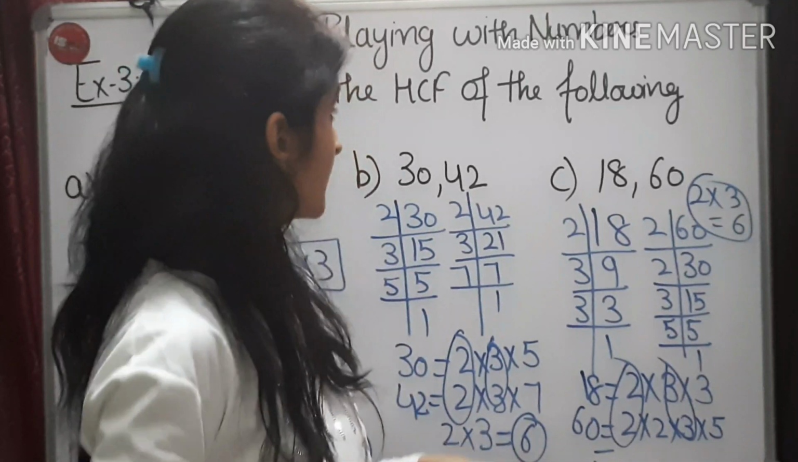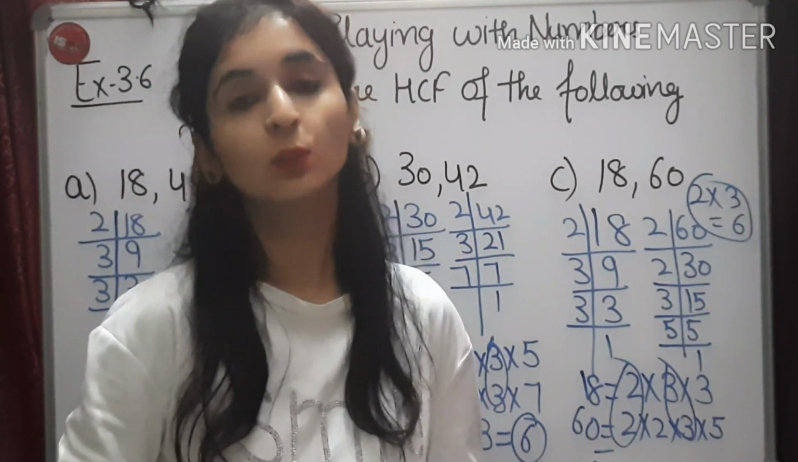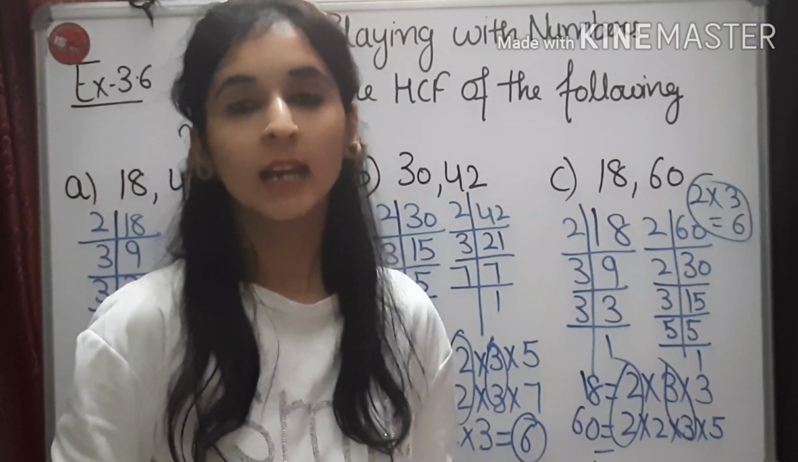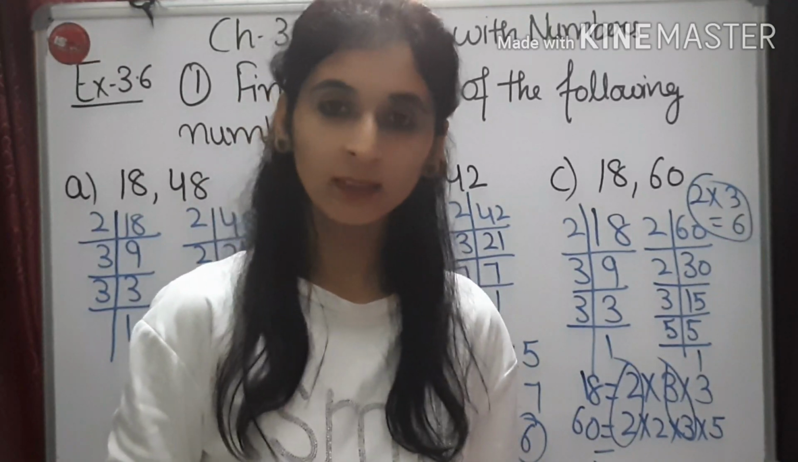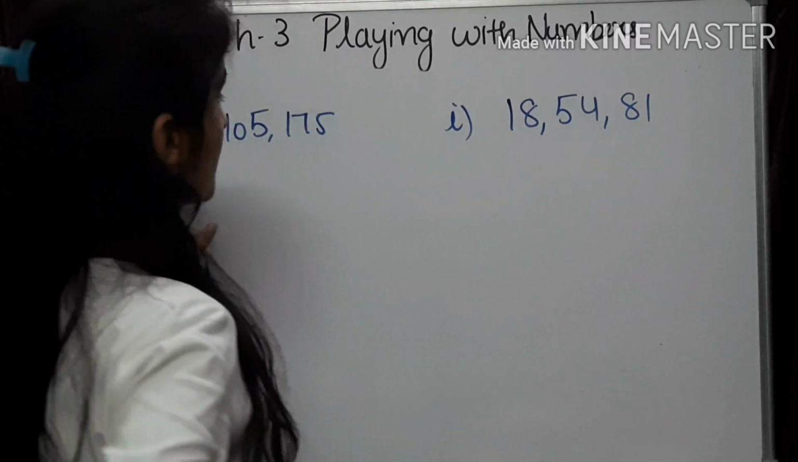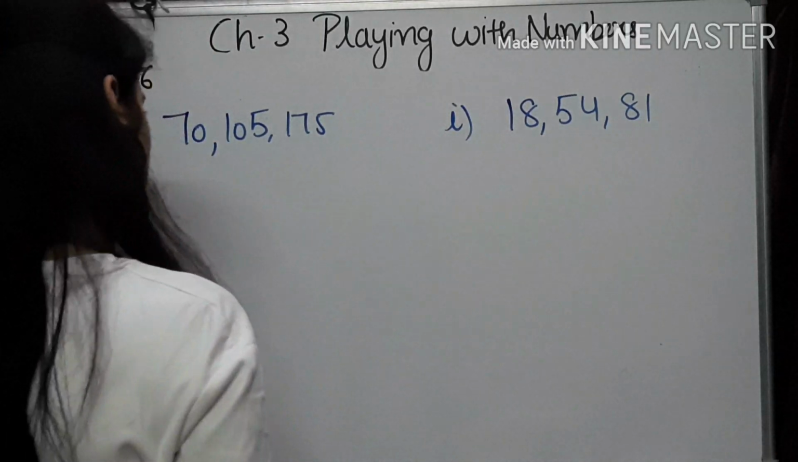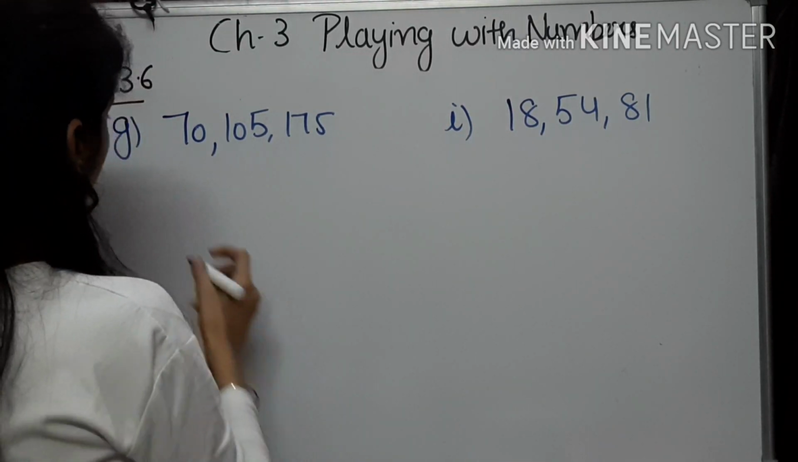Right? So that is how we have to find out the HCF. Now we will do 2 more parts for this question. And the rest of the parts you have to try to do yourself. Clear? Then the next part I am taking G and I part here. G part is 70, 105 and 175.